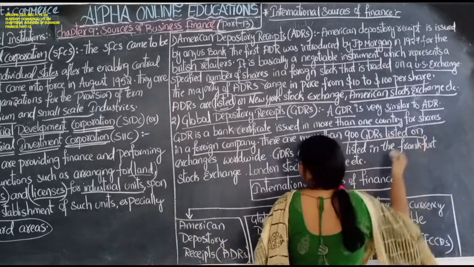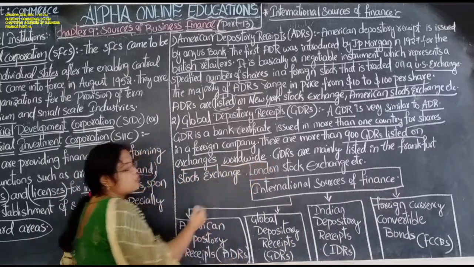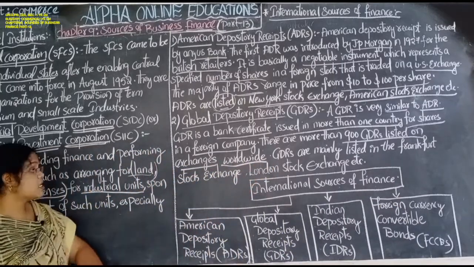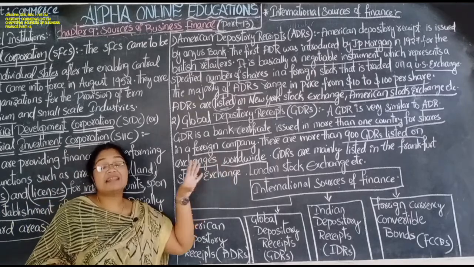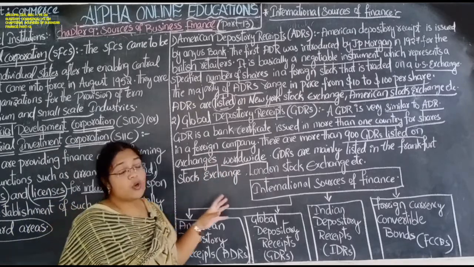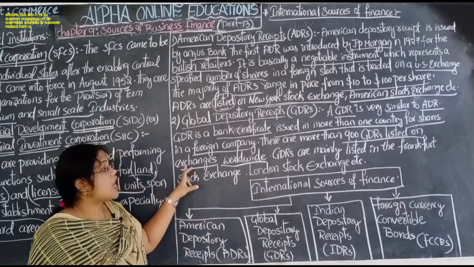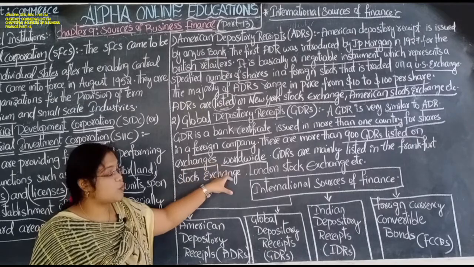Okay, listed on the exchanges worldwide. On the total world, nearly more than 9,000 global depository receipts. Okay, global depository receipts are listed on exchanges worldwide.